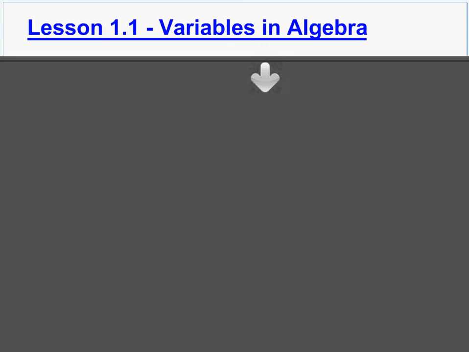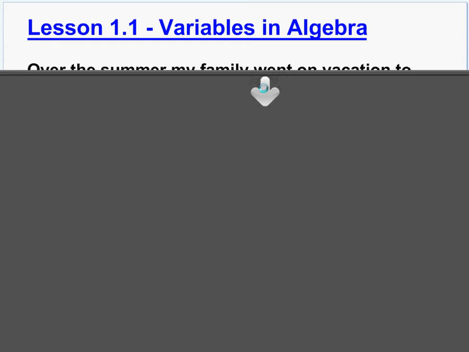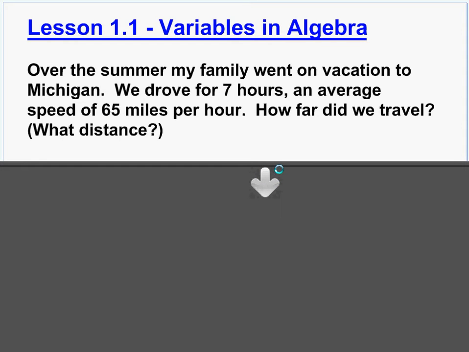So please make sure that you put this in your notes and that you have a very firm understanding of it. Okay, the first thing I want to do is talk about my summer vacation. Over the summer, my family went on vacation to Michigan. We drove for 7 hours, an average speed of 65 miles per hour. What I need to know is how far did we travel? What distance did we go? How many miles did we put on the car?